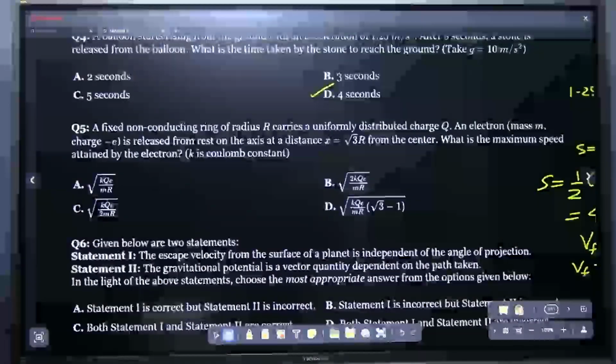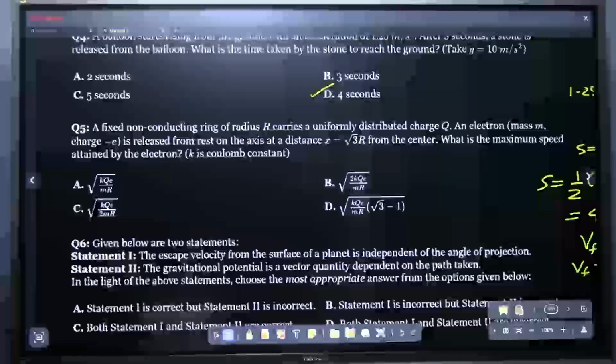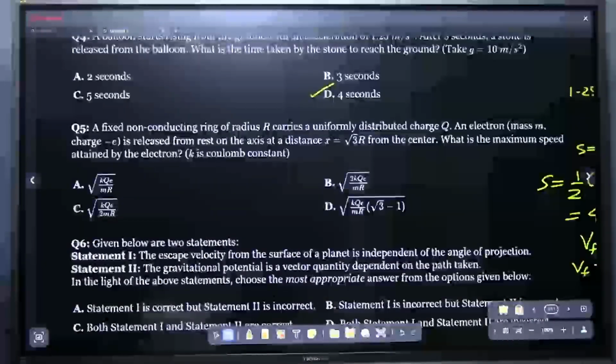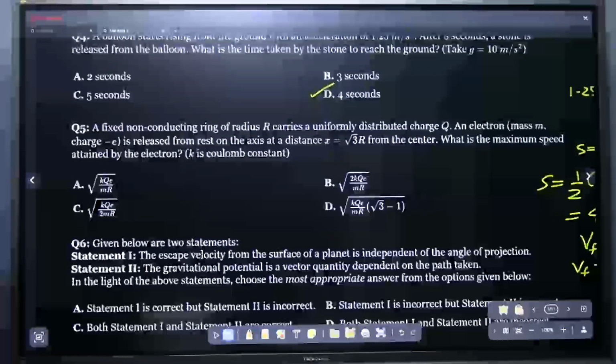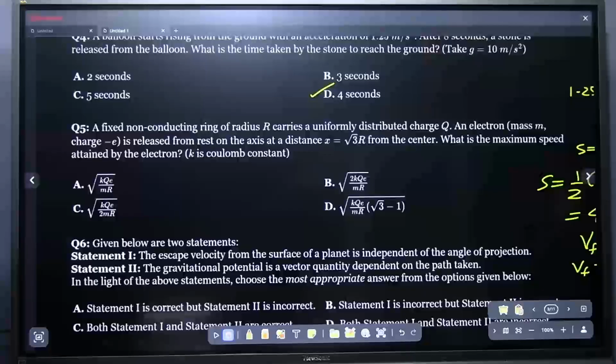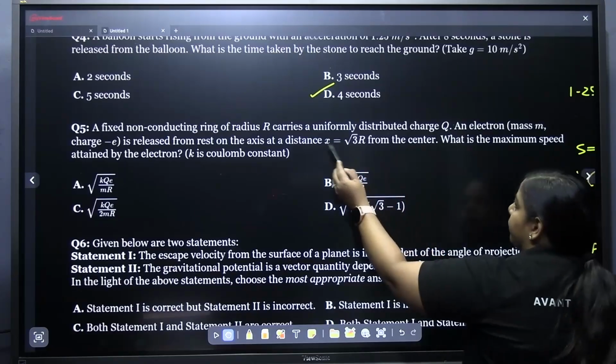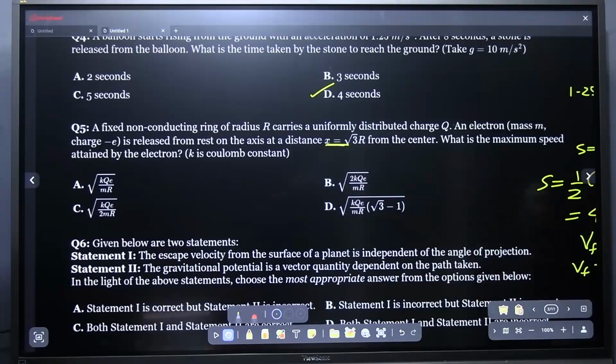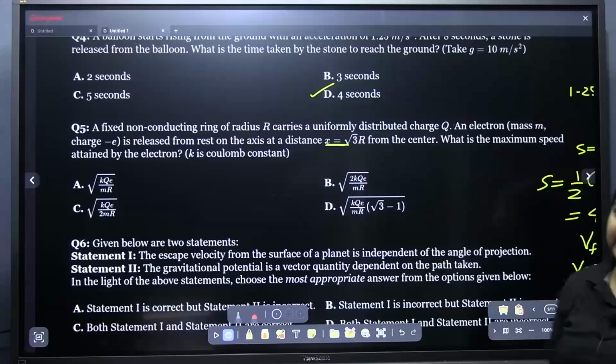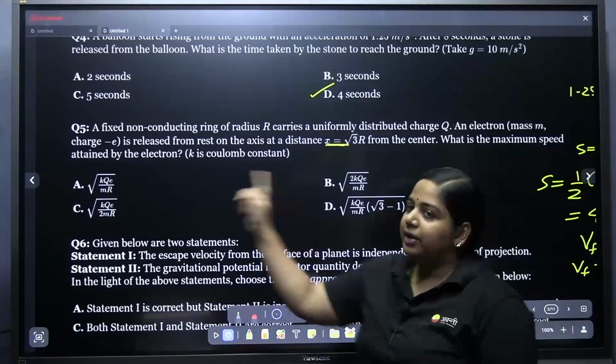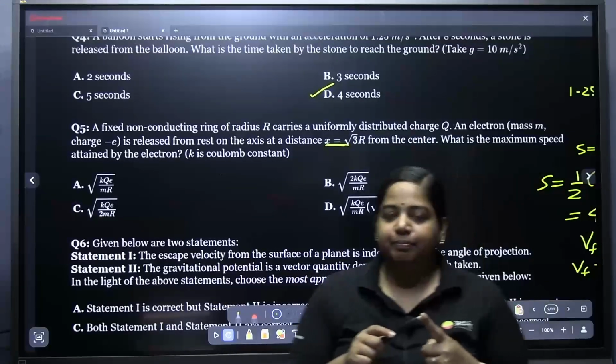Next one: a fixed non-conducting ring of radius r carries uniformly distributed charge q. An electron of mass m and charge e is released from rest at distance x equal to root 3 r from the center. What is the maximum speed attained by the electron? Okay, so here they are asking about speed.